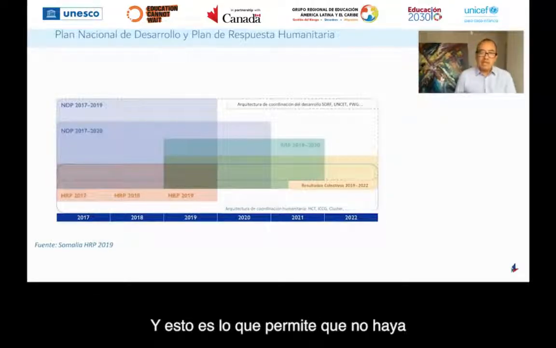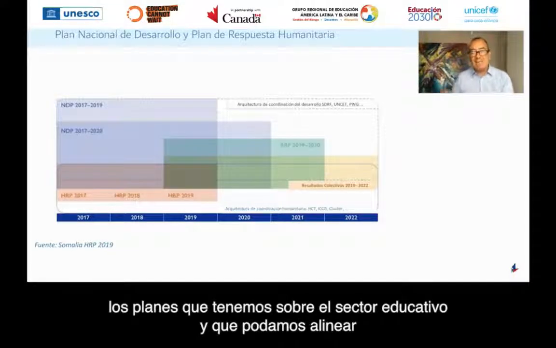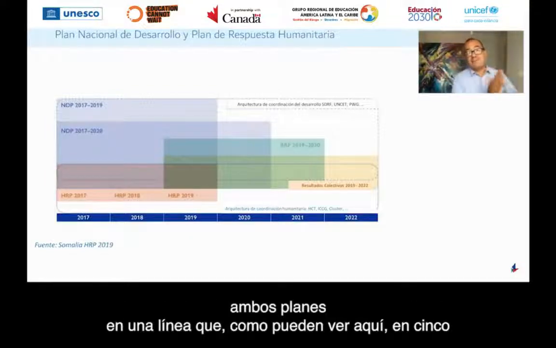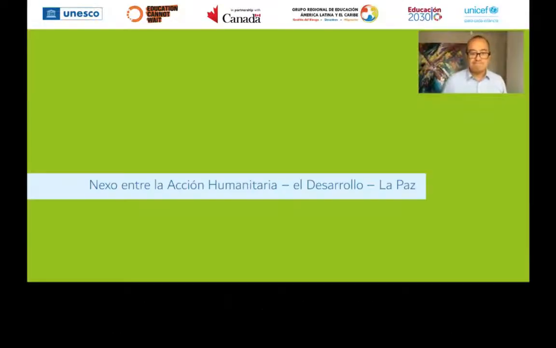And this is why there is not a lot of distortion between the learning outcomes of children and the plans that we have in the education sector, and we can align both plans in a timeline that, as you can see here, in 5 years we align both, the development and the humanitarian response plans.